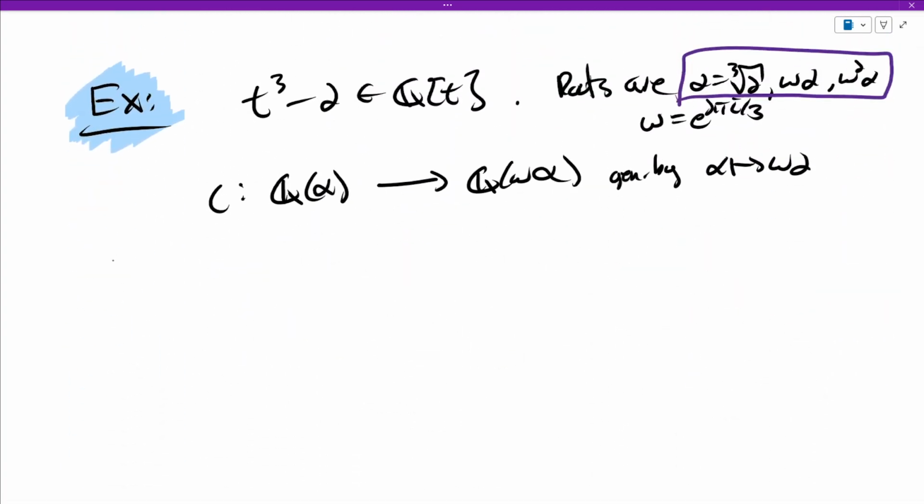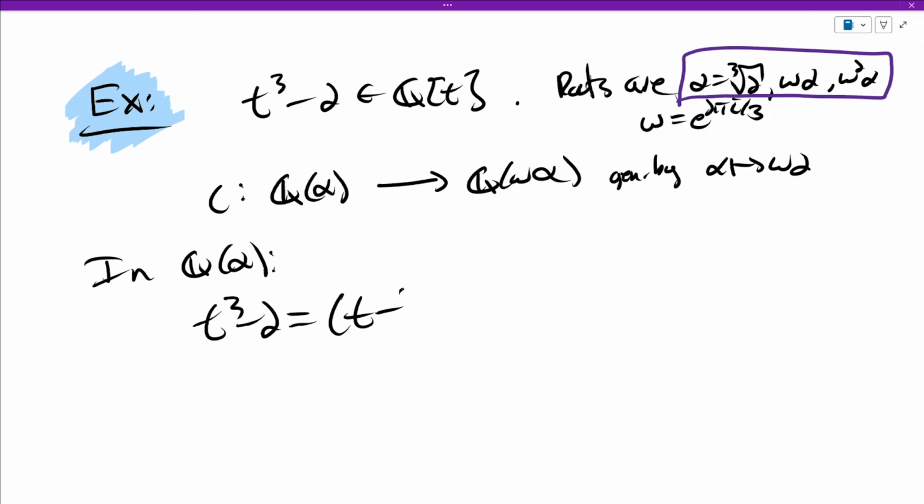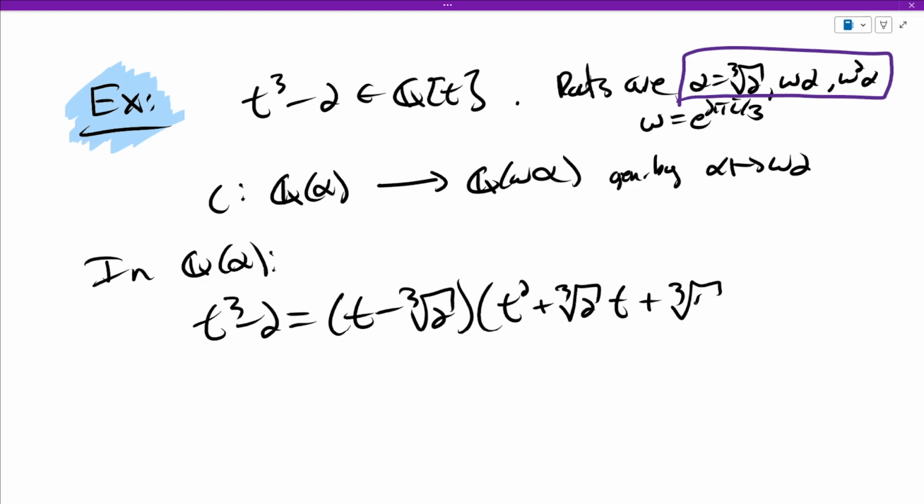Now, if we allow the cube root of 2, t cubed minus 2 is now going to factor. It's going to factor as t minus the cube root of 2, and then I think t squared plus the cube root of 2 times t plus the cube root of 4. Do I believe what I just said? Yeah, I believe what I just said. Okay, so you can just check that real quick. Take a minute, pause, multiply that out.